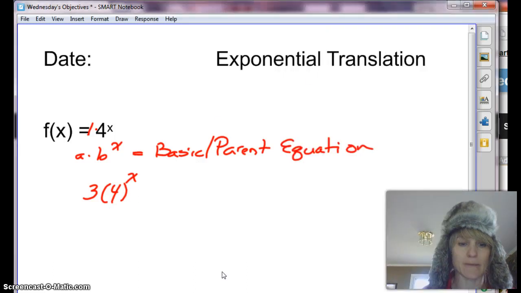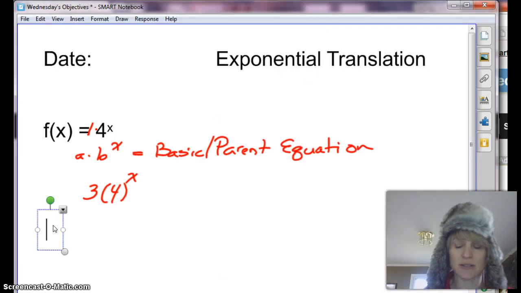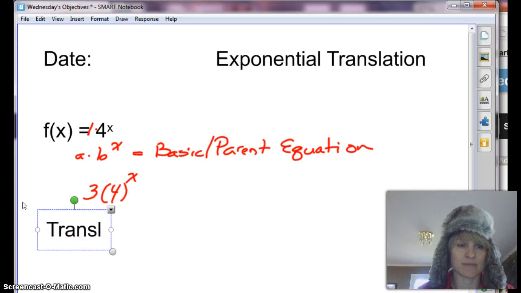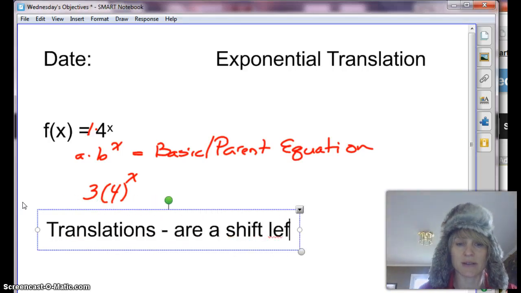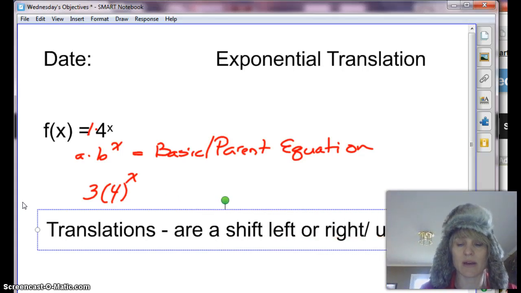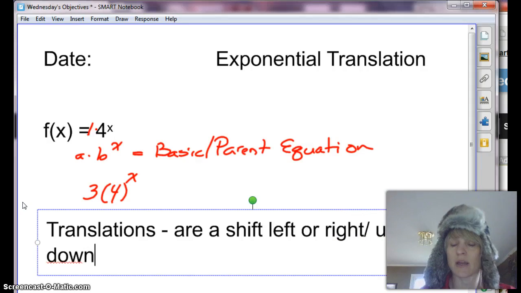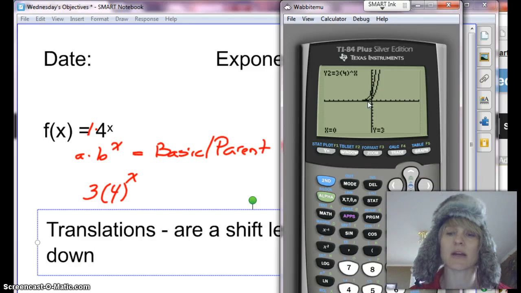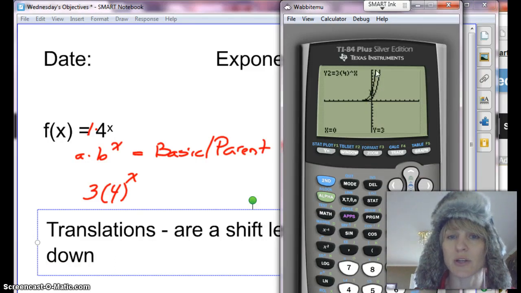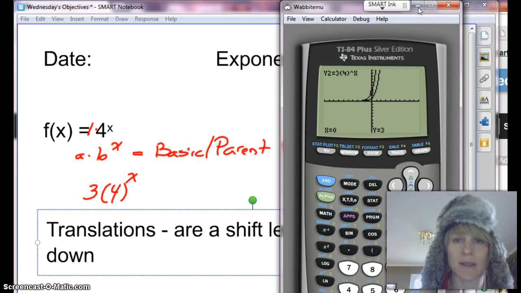Or I can take my parent equation and I can make it translate. So if you remember, translations are a shift left or right, or it can be up or down, okay? So the equation doesn't change. The curve is the same curve. Remember, geometric sequences are exponential functions, so the common ratio stays the same. We're just moving it in different places around the screen.